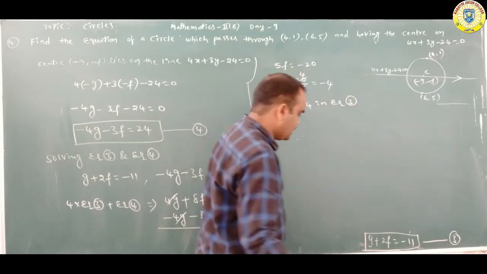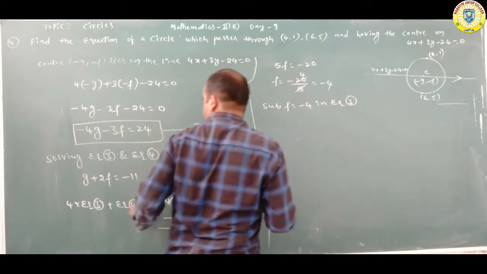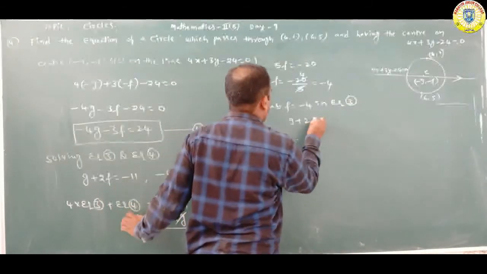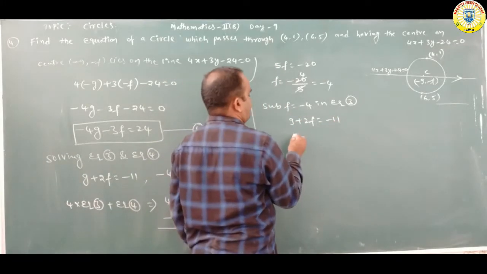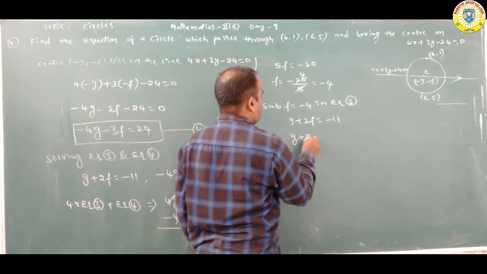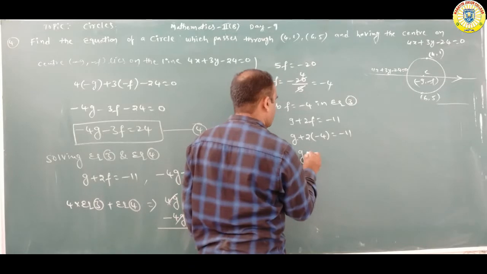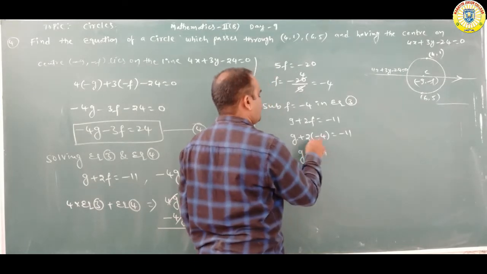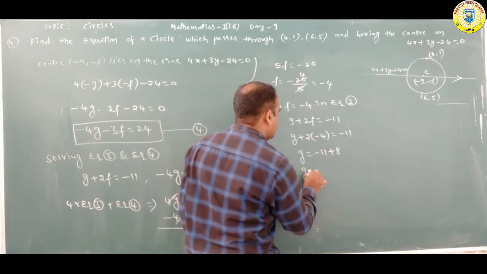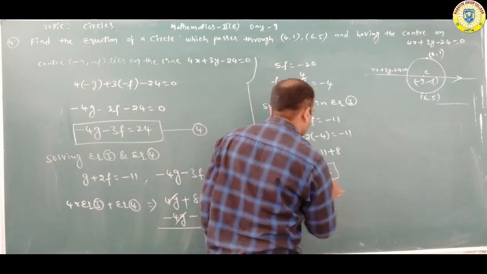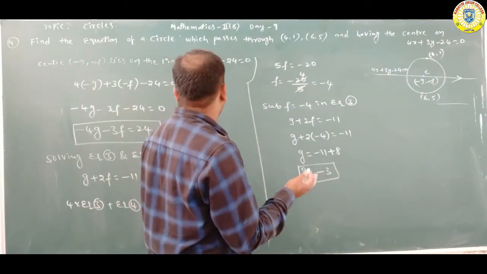What is equation 3? Here g plus 2f is equal to minus 11. We are substituting f is equal to minus 4. G plus 2 into minus 4 is equal to minus 11. Here g is equal to minus 11, 2 into minus 4 is minus 8. Taking to the right side, plus 8. Here g is equal to what is the value? Minus 3.